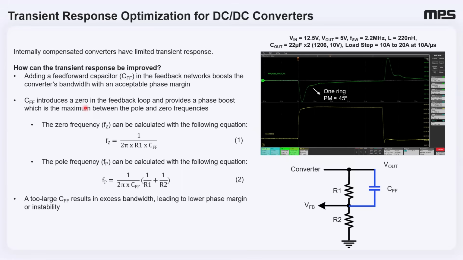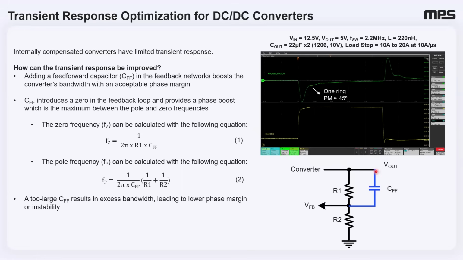The CFF introduces a zero in the feedback loop transfer function, providing a phase boost. This phase boost is maximized in a region between the places where the pole and zero frequencies are introduced, which helps to counteract the phase lag. The feed-forward capacitor is usually placed in parallel with the top feedback resistor, which is R1 in this case. This placement is critical for introducing the desired zero and pole into the loop transfer function.